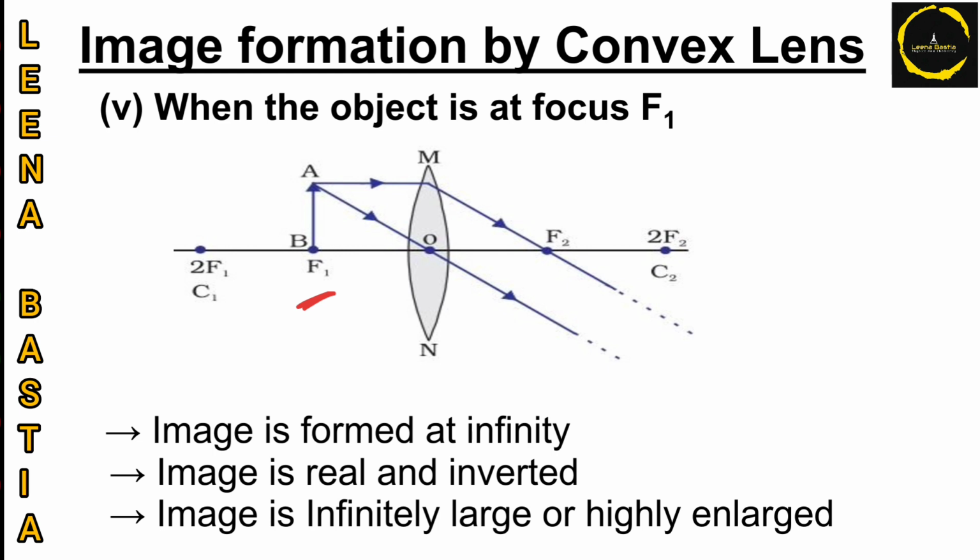Both the cases we will see. Now we will see that after refraction, they are parallel to each other. So we know that if two rays are parallel, that means what? There must be a point from where they are coming. That means there is an intersection point at infinity.